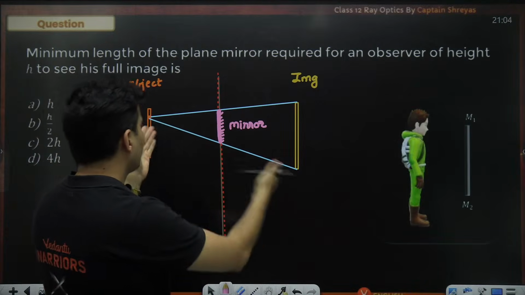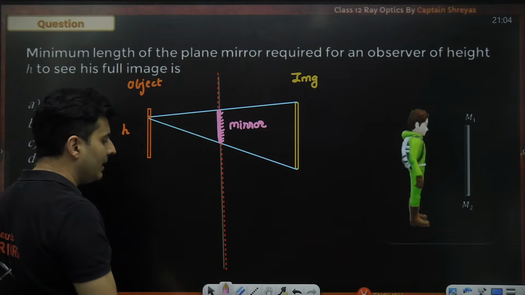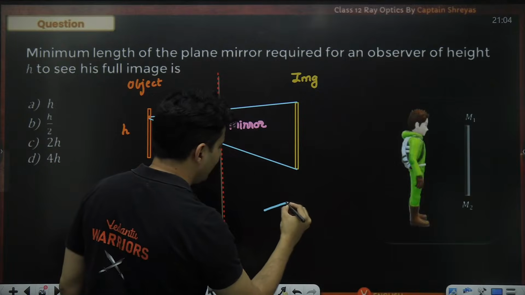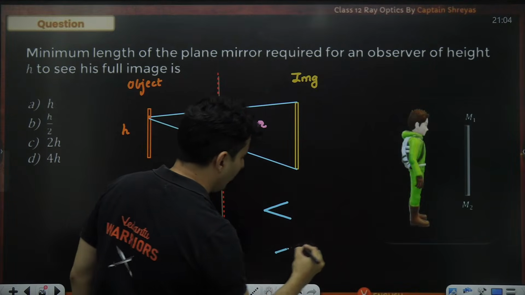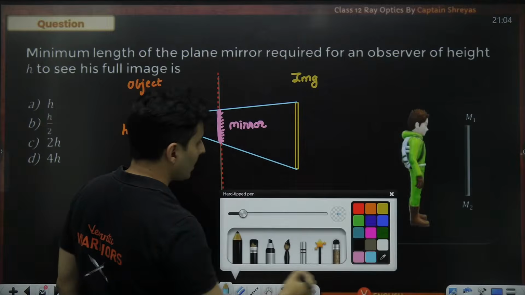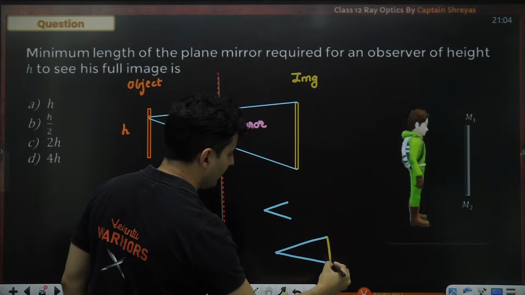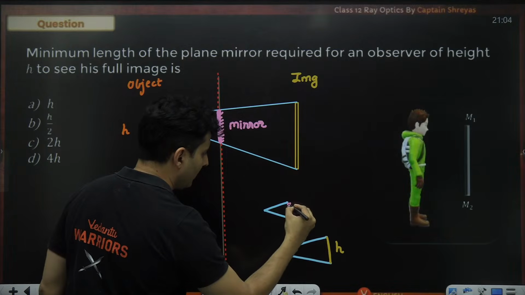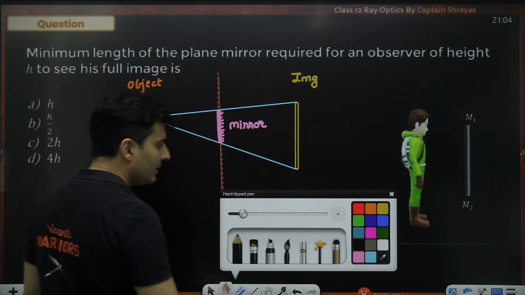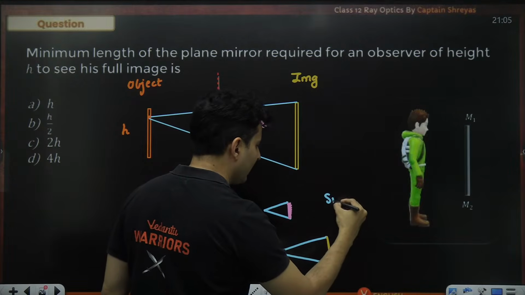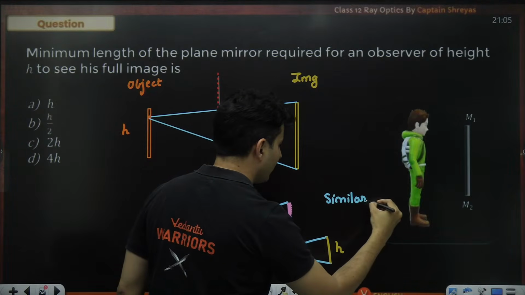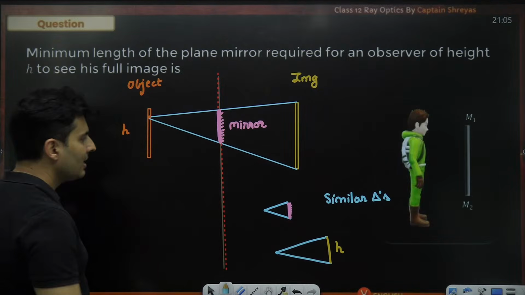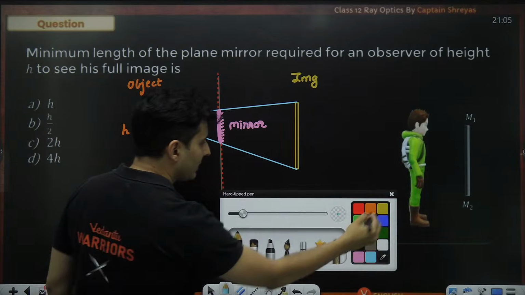Yeah. So now these are just two triangles which are identical to each other. I hope you are able to see that. There is one triangle like this and one triangle which is like this. The base of this triangle is this one, which is height h, and the base of the other triangle is this particular mirror over here. Okay. These are two similar triangles. Why similar triangles? Angles are same, right? Obviously.